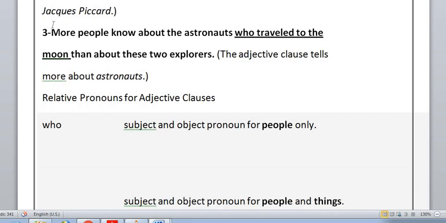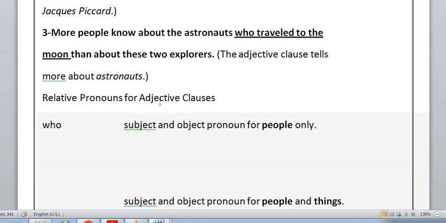Number 3. More people know about the astronauts who traveled to the moon than about these 2 explorers. What is the adjective clause? Yes, who traveled to the moon. That's it. Describing or modifying which noun? Astronauts. Okay. So the adjective clause tells more about astronauts.